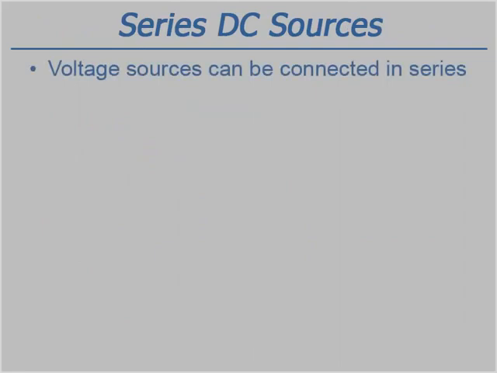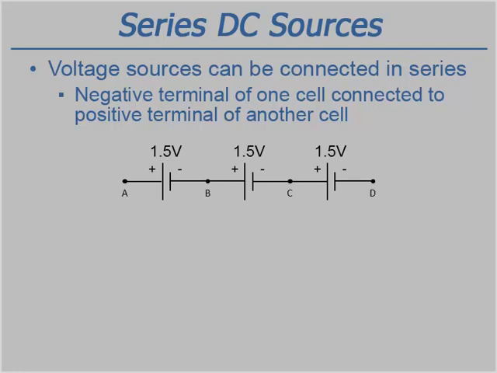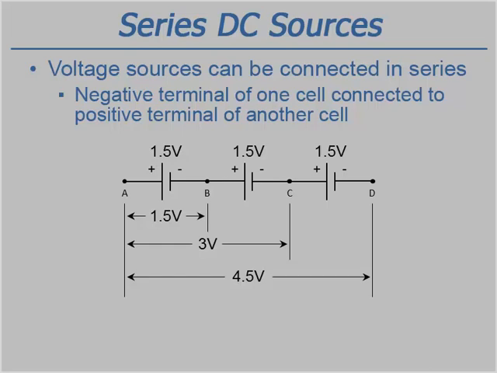Voltage sources such as batteries, or cells, can also be connected in series. The negative terminal of one cell is connected to the positive terminal of another cell. Each cell adds its individual cell voltage to the previous cell. For example, if each cell is 1.5 volts, then the voltage measured across one cell is 1.5 volts. Across two cells is 3 volts. Across 3 cells is 4.5 volts.